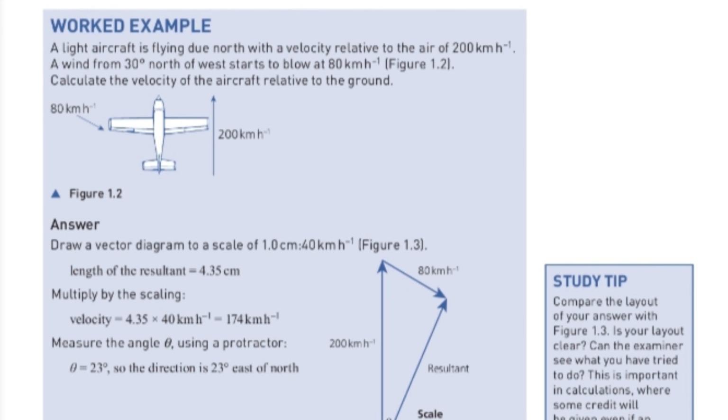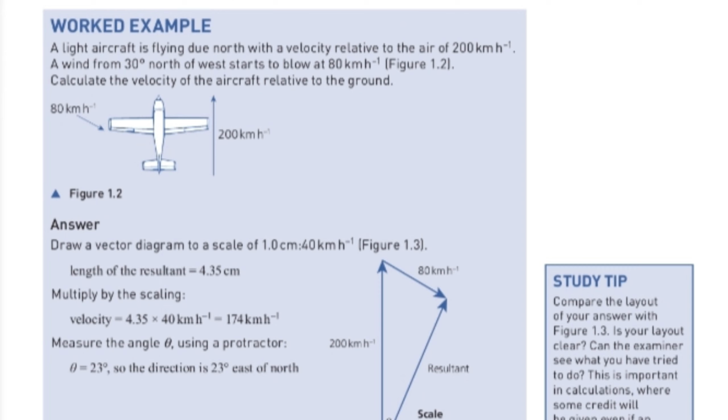Worked example. A light aircraft is flying due north with a velocity relative to the air of 20 kilometers per hour. A wind from 30° north of west starts to blow at 80 kilometers per hour, shown in figure 1.2. Calculate the velocity of the aircraft relative to the ground. Answer. Draw a vector diagram to a scale of 1 cm to 40 kilometers per hour, shown in figure 1.3.